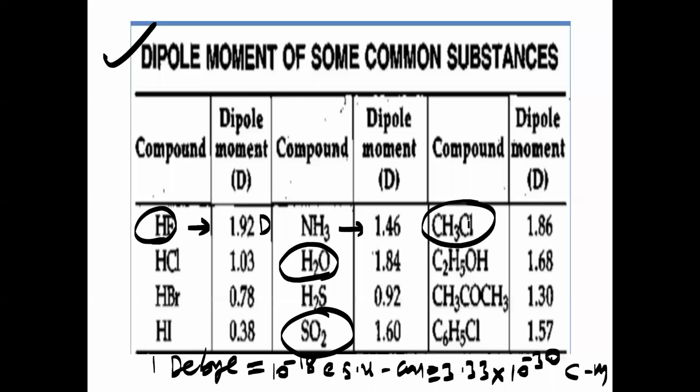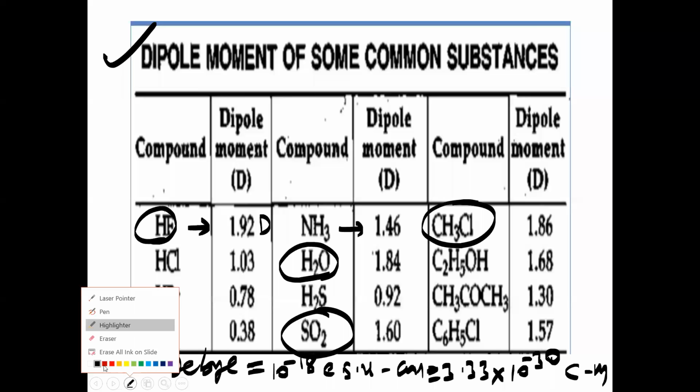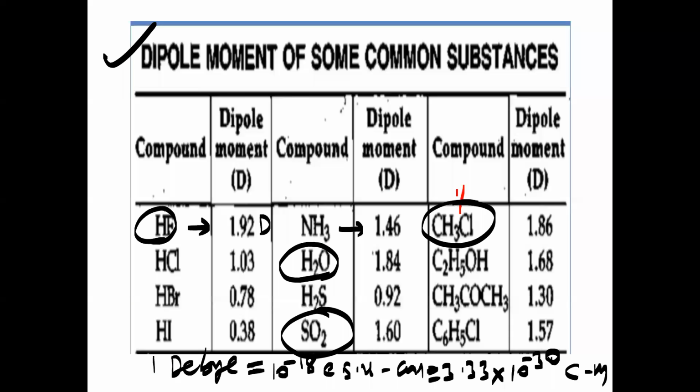What is the name of CH3Cl? Methyl chloride. So methyl chloride has how much? Methyl chloride has 1.86. In the given list, highest what? No, HF. Highest HF. Second highest what? CH3Cl. CH3Cl is called methyl chloride, which has 1.86 Debye units.